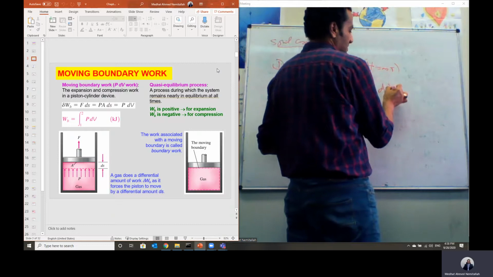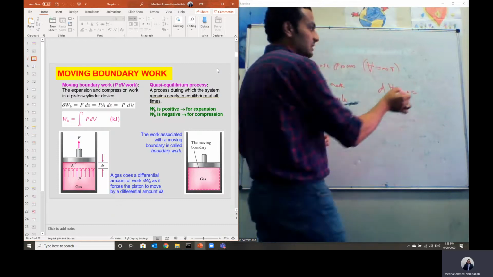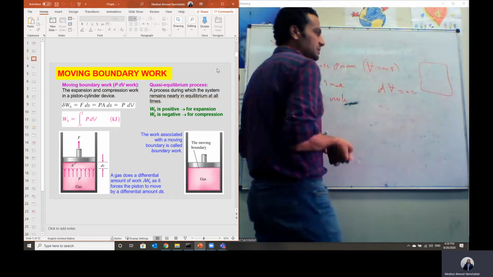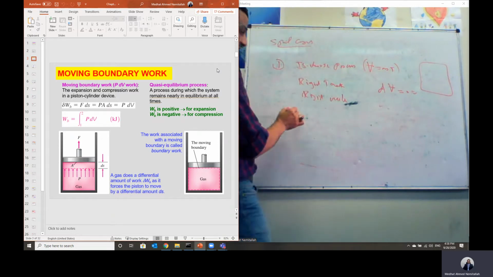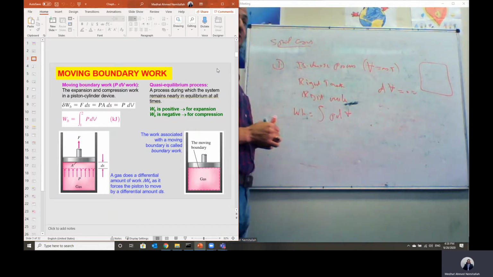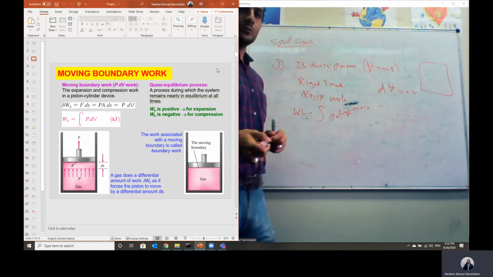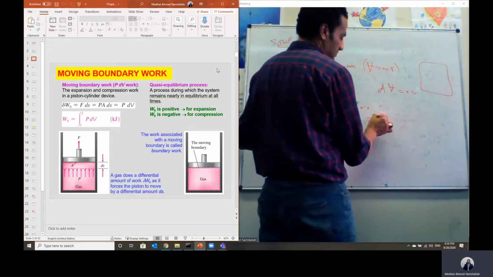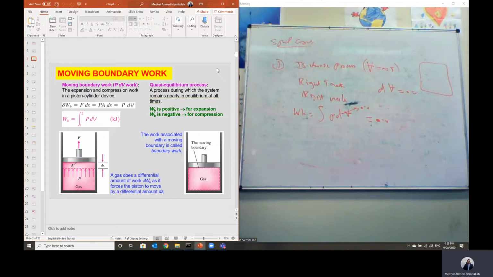So volume is constant, that means delta V is equal to 0. We don't have a change of volume. We just have a rigid container, so we don't have movement of the boundary. In this case, when we apply the boundary work, it is just the integration of P dV, and since volume is constant, delta V equals 0. So we don't have boundary work, as we don't have a moving boundary.